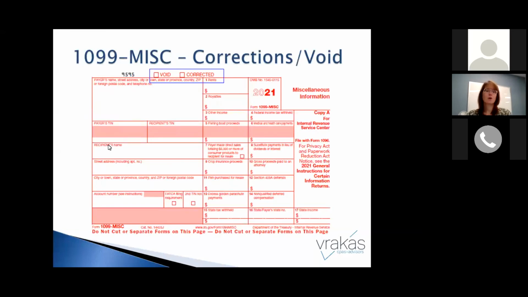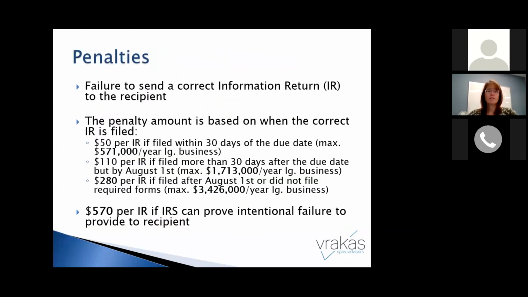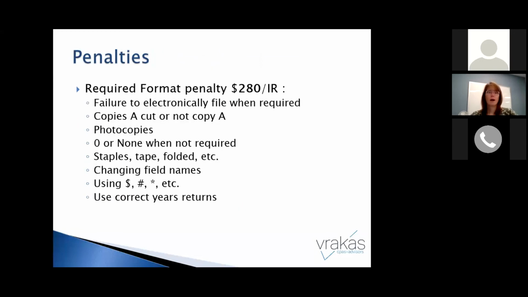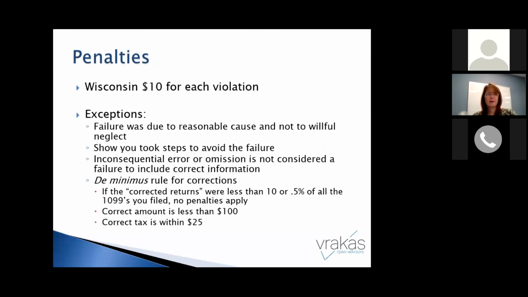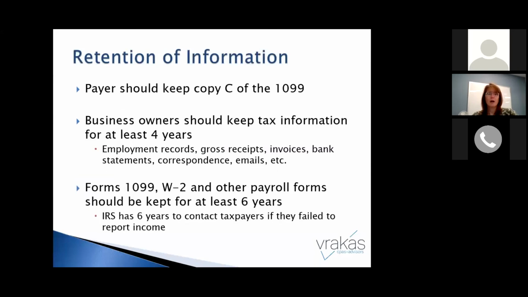You sometimes want to just correct the 1099, and so those are the boxes on the top where you correct it, not void it. Void is for when you want them to not read that 1099. And then there are penalties if you don't complete them properly, so I'll just show those for you. Most of that is, again, for missing information you want to make sure you get.